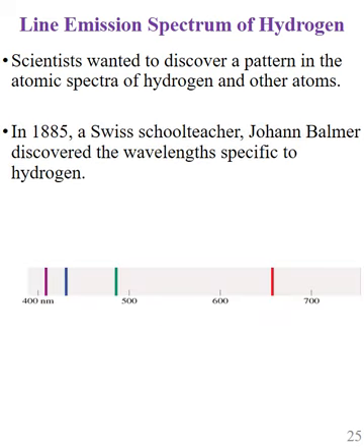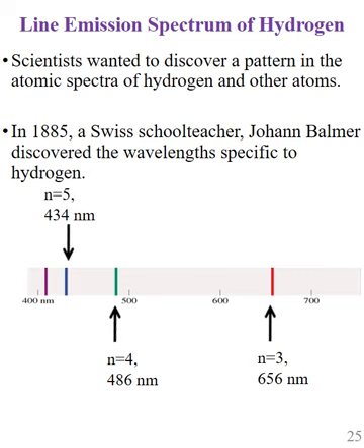Continuing on with the line spectrum of hydrogen, scientists wanted to discover a pattern in the atomic spectra of hydrogen and other atoms. Now in 1885, a Swiss schoolteacher named Johann Balmer discovered the wavelengths specific to hydrogen. So no matter what hydrogen they burned, hydrogen would always give off these wavelengths. So they would give off a red color, and that red color has a wavelength of 656 nanometers. Then you also have a green wavelength, which is 486 nanometers, a blue one, as well as a purple one.